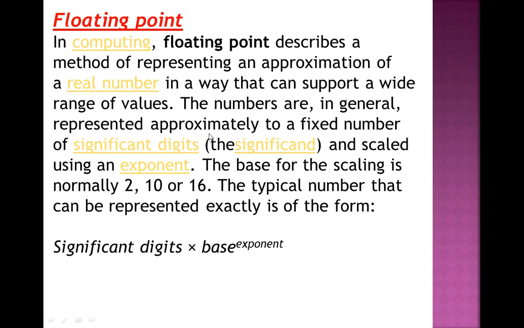The numbers are in general represented approximately to a fixed number of significant digits, that is a significand, and then scaled using an exponent. So there are two parts. Numbers are represented with a significand, and the scale is represented by the exponent. I am repeating again: in floating point, the real numbers are represented by the significand, and the scaling is represented using the exponent.